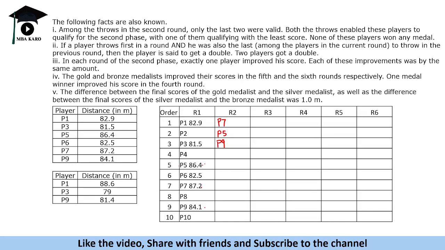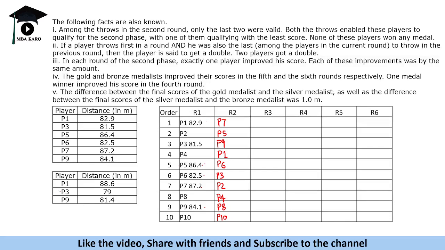Then after P9, it is P1, and then P6 and P3. So these are the players whose ranks will change based on the throw in the first round. Now, the remaining will remain in the same order as they were: P2, P4, P8, and P10. Okay. Now we will read this information.